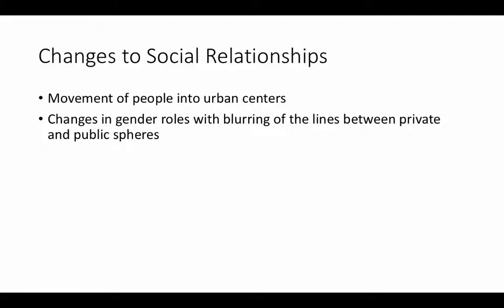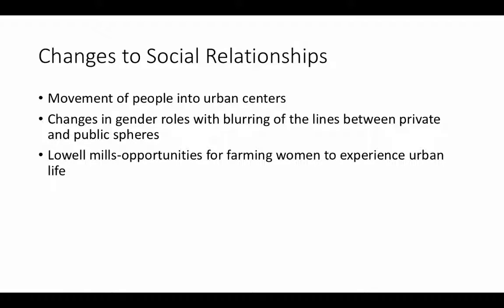So the market economy led to major changes in social relationships. People began moving more and more into urban centers, and this created a blurring of gender roles between private and public spheres. For example, the Lowell Mills provided opportunities for young farming women to experience urban life. Now, we know that typically what happened at this time period was girls would go off and they would work for a while in the Lowell Mills, then they would return back home to private occupations in the traditional roles for women under Republican motherhood, and then eventually the cult of domesticity.